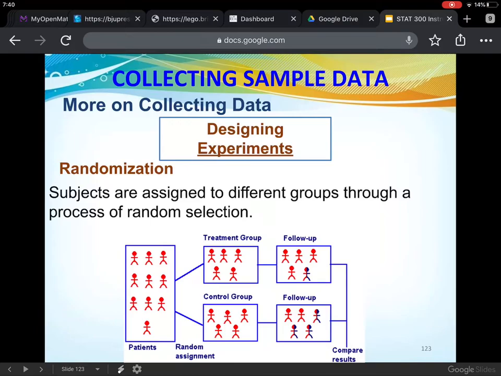The idea in an experiment is you want to make sure there's randomization. So subjects are assigned to different groups through a process of random selection. Right? In an experiment, we have patients, there's a treatment group and a control group, somebody that just gets candy and somebody that gets actually the medication. And then you do a follow-up with each of these groups and see what the difference is, right? And compare the results. So you have a random selection process during this entire setup.